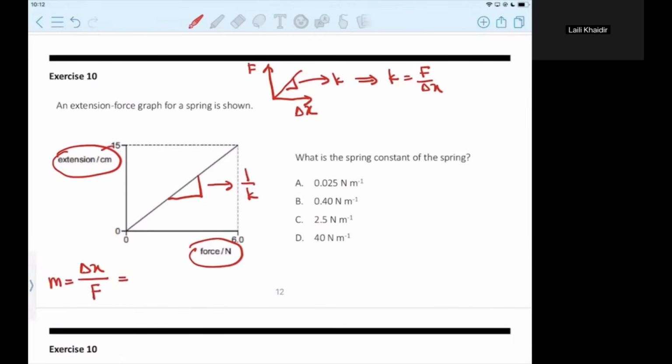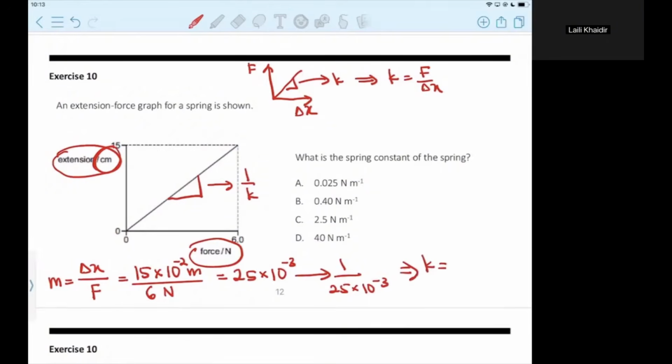The extension, be careful, is in centimeter, 15 times 10 to the power of -2 meter. It needs to be in SI unit. And the force is 6 Newton. You will have the answer in meter per Newton, which is around 25 times 10 to the power of -3 meter per Newton. So the reciprocal of this, 1 over 25 times 10 to the power of -3, gives you the answer for k, which is equivalent to 40 Newton per meter. Leads to D.